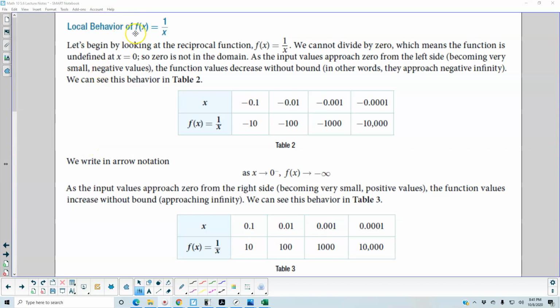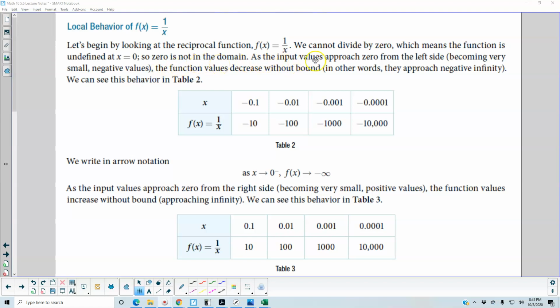The local behavior of the function, the reciprocal function 1 over x. So we're going to begin by looking at the reciprocal function. Now recall that we cannot divide by 0, which means that the function is undefined at x equals 0. So 0 is not in the domain.